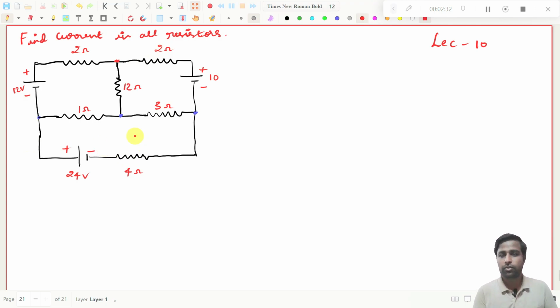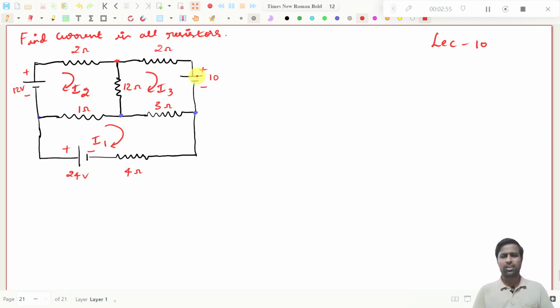So you just draw the current directions. This is also assumed by us. There is no difference; it need not be in this way. It can be in the anti-clockwise direction as well, but we always take clockwise directions only, right? This is I1, this is I2, and this is I3. I am just taking the current directions.